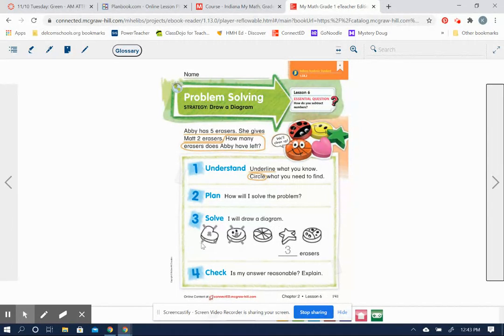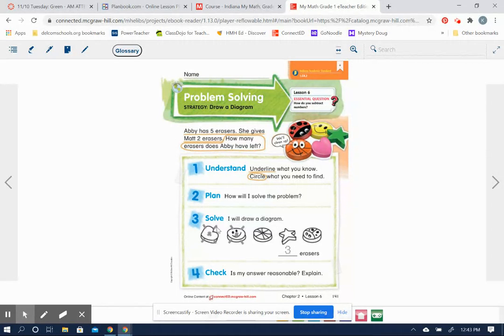So in order to solve this, it says, I will draw a diagram, which means draw a picture. Now, they got elaborate and drew actual pictures of the erasers. If you were going to draw a picture, I would not spend the time using that much detail. Just draw circles, like the counters, and they represent the erasers. That would be much faster for you. So if you draw a picture and you have 1, 2, 3, 4, 5 erasers, because we know that's what Abby had, 5 erasers. And then she gave Matt 2 of them.